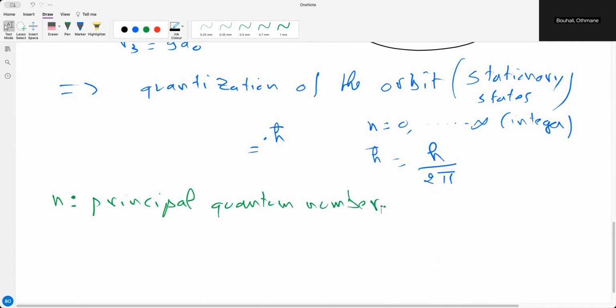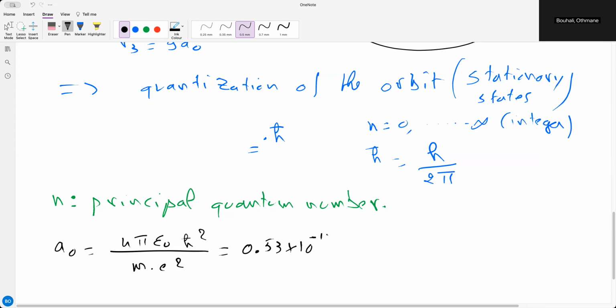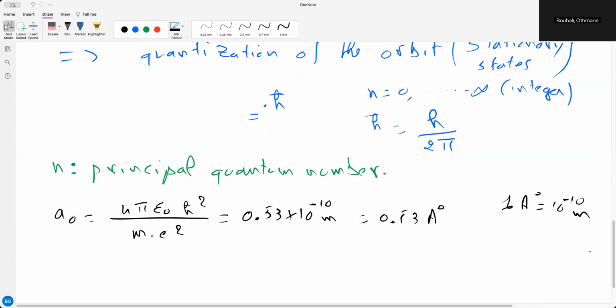Okay, and A0, which is equal to 4 pi epsilon 0 h bar squared over the mass of the electron times e squared, if you do this calculation, it will give you a value which is 10 to the minus 10 meters, or 0.53 angstrom. An angstrom is 10 to the minus 10 meters. This is called the Bohr radius.